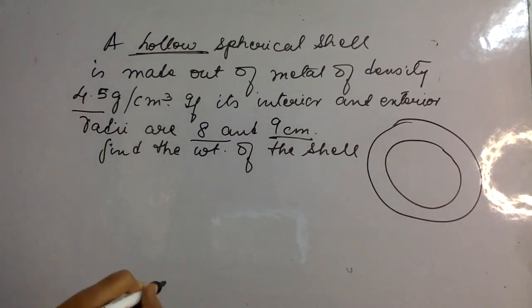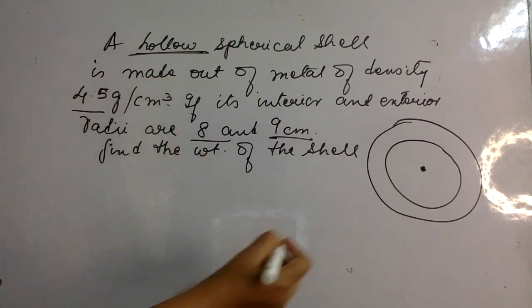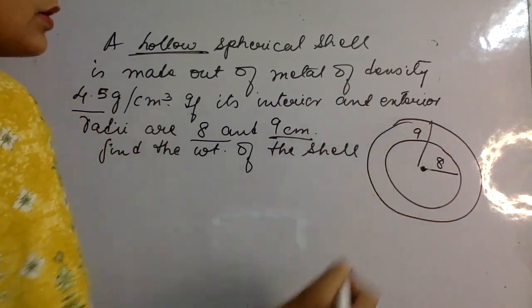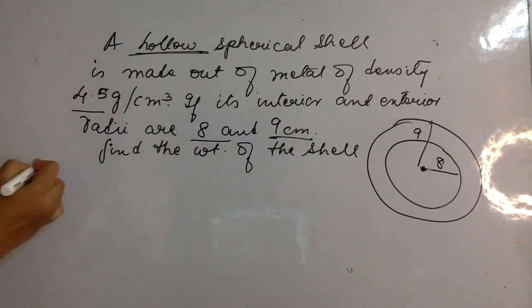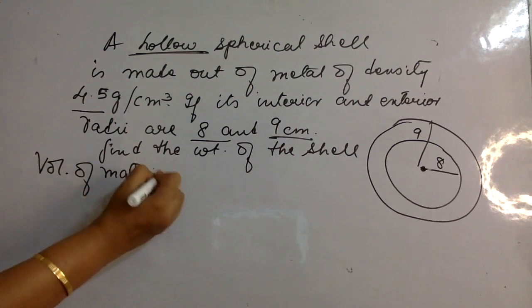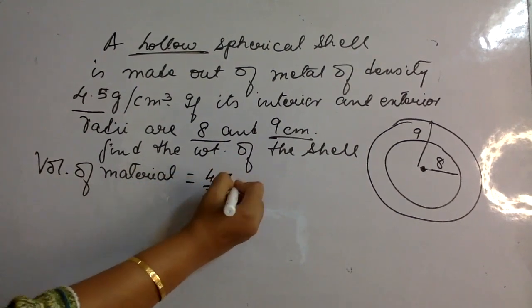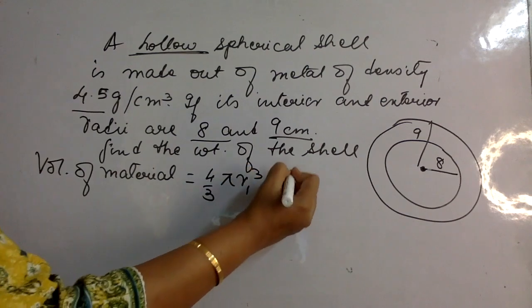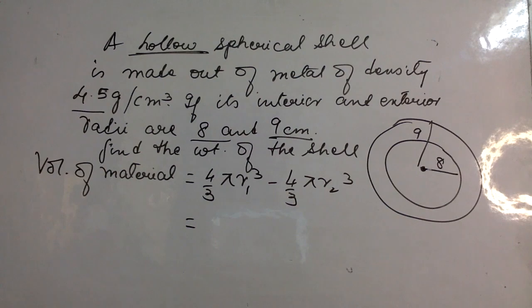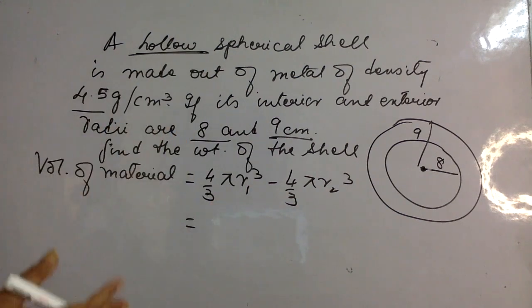So shell is something like your Ferrero Rocher chocolate. Yeah. So here the internal radius is 8 and external is 9. Okay, so we shall be finding the volume of material that has been used in making this sphere, which is equal to 4/3 pi R1 cube minus 4/3 pi R2 cube. Now what is R1 and what is R2? R1 is the external radius, R2 is the internal radius.